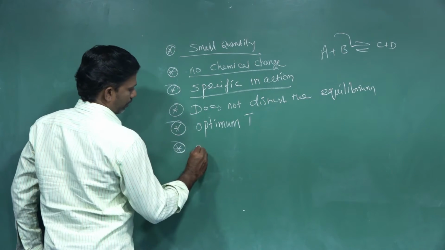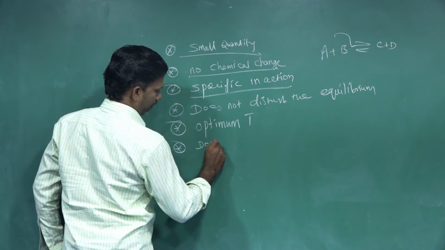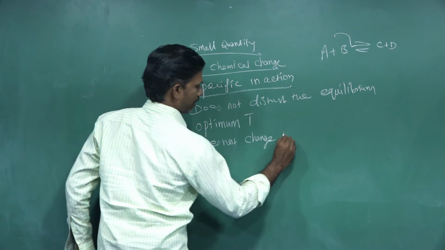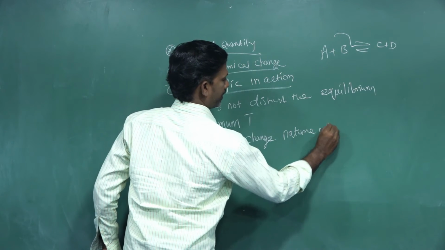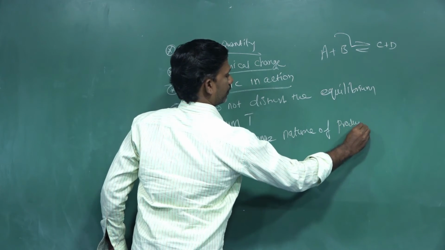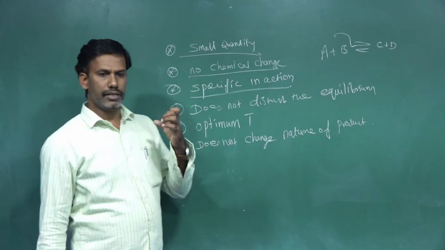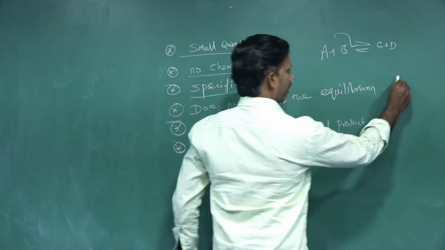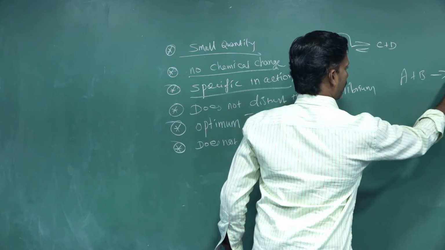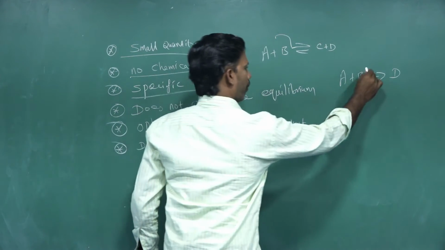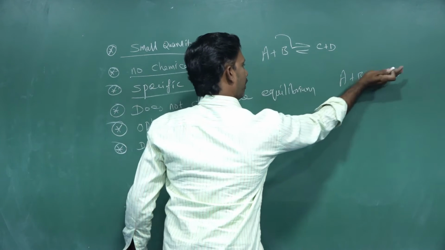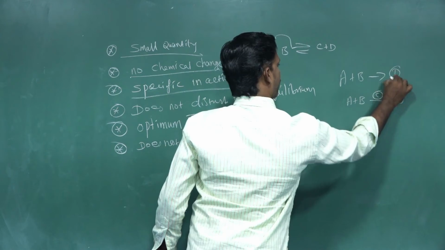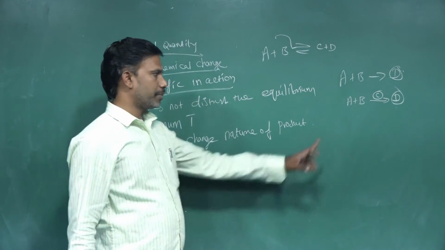Then, the catalyst does not change the nature of the product. Whatever is formed, whether you take a catalyst or not, A plus B gives C and D. You should get D. Without adding the catalyst, or after adding the catalyst, the nature of the product should not be changed.